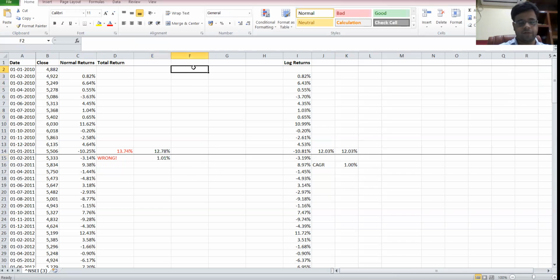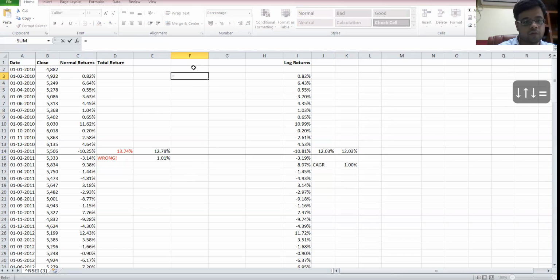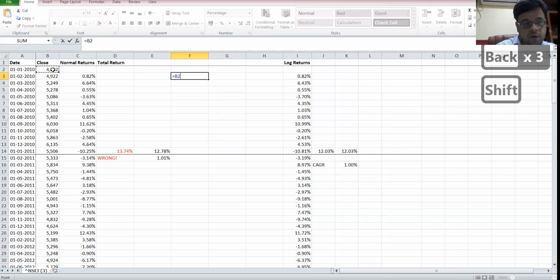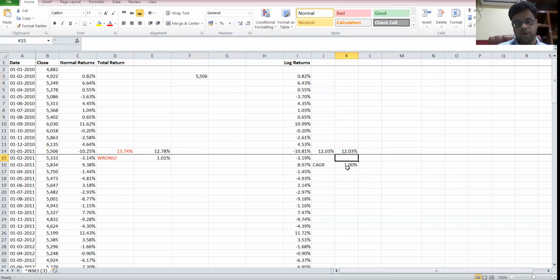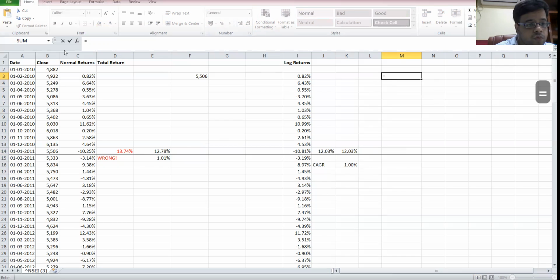However, now let's see if our CAGR calculation in both cases has been right or not. So we use this formula for the 12 periods. That is 4882 multiplied by (1 plus CAGR) raised to the power 12 should give me 5506. Perfect.